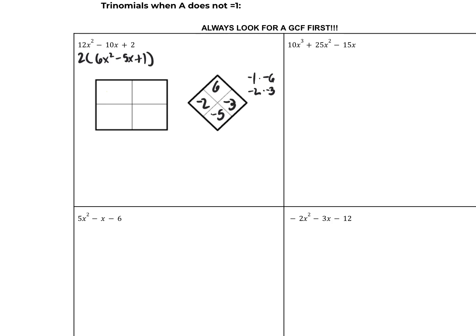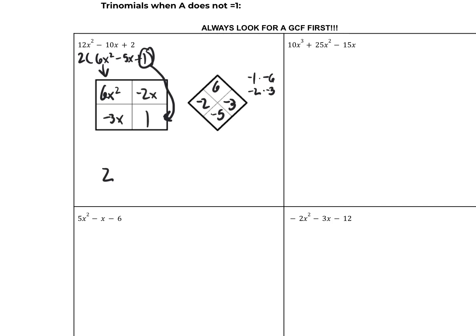Now I can use my box method, or I could group, either way. 2 is going to be part of that final answer. I factored a 2 out at the beginning. The 6x squared, the first term, has to go there. The last term has to go in this last box. So the 1 goes there. The other two boxes are interchangeable, the -2x and the -3x. It does not matter which order you put it in.